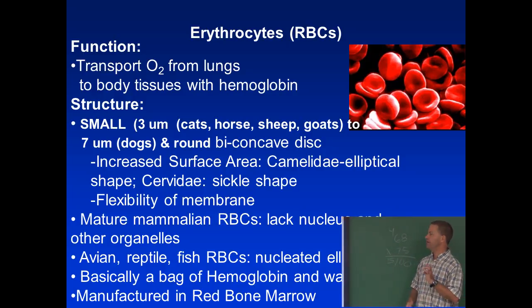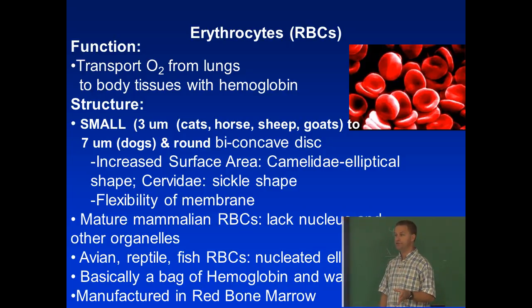We already know that red blood cells' main job is to carry what? Oxygen. So they pick up that oxygen in the lungs and they're going to drop it off in the tissues. And the oxygen-carrying pigment is hemoglobin. Okay. Now, another thing you should know about red blood cells is they're small, around 3 to 7 microns. So we're talking about 7 microns in dogs, smaller in cats and horses and things like that.